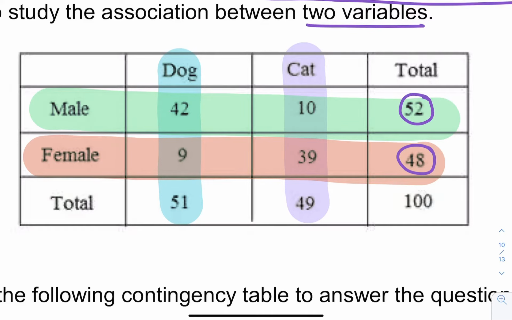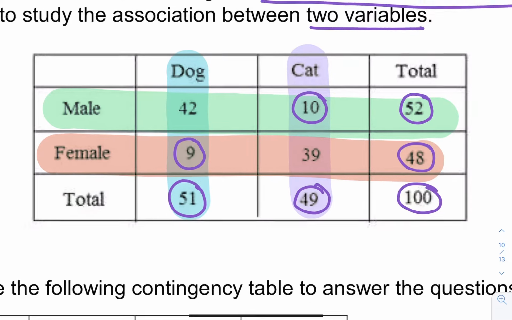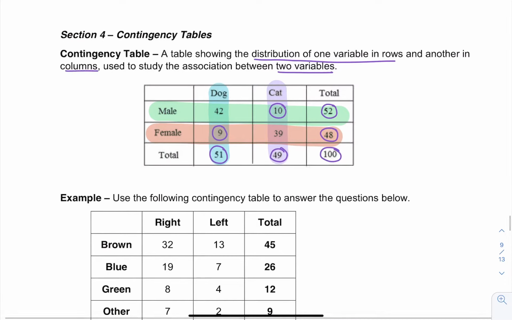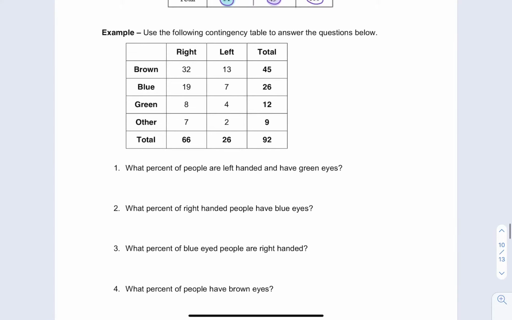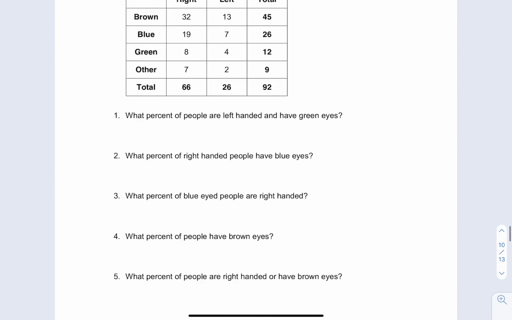I also have, of them, 51 dogs and 49 cats. And notice all of these numbers I circled all add to the same number. So they both add up to 100 in this case. I can also be really specific and say I have 10 cats that are males. I have 9 dogs that are females. So there's a lot of different data I can get just from this one table. So let's try to use this table to answer some different questions.